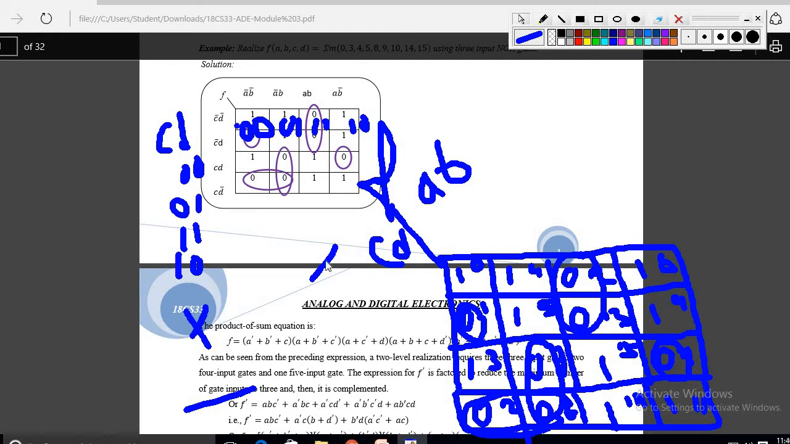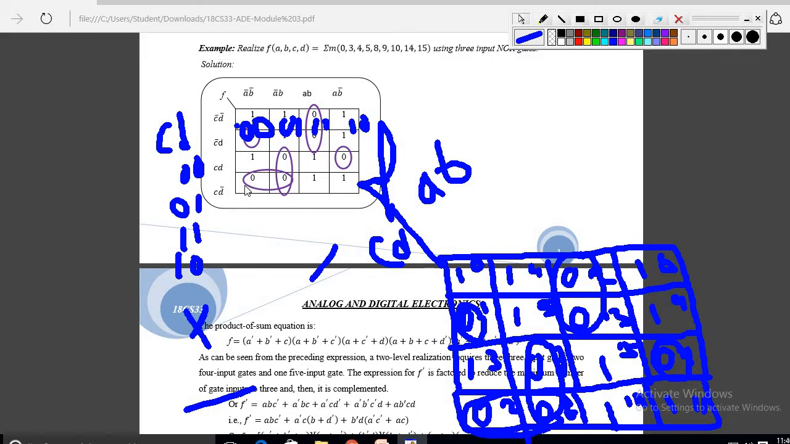Okay, third term, so consider this grouping, the horizontal one. So here B dash will go. The remaining thing here is A dash. Okay, here D dash will go, right? No, see here, this one horizontal means C dash will remain here. Okay, and here B dash will go. Only A bar will be remaining here. A bar C D bar. So A bar C D bar.